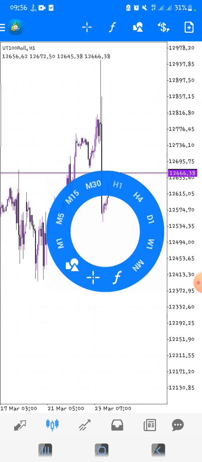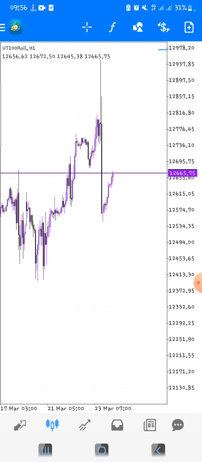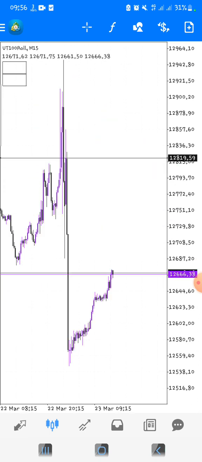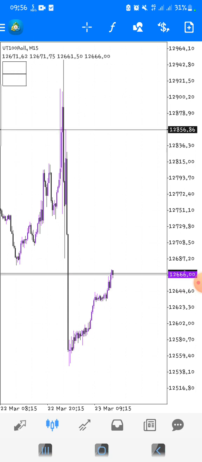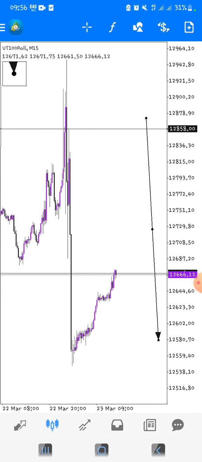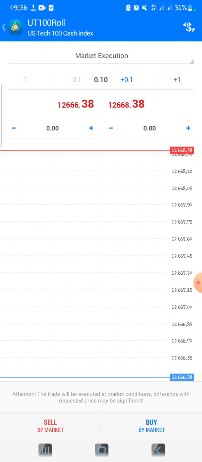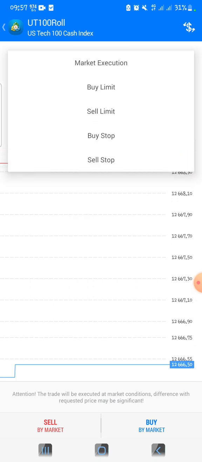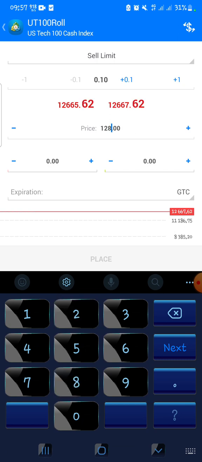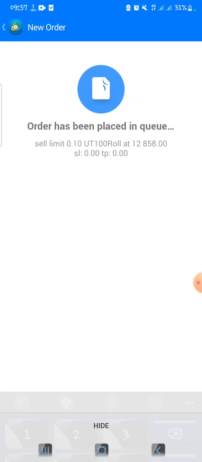Okay, we are starting with the limits, so we have already done the buy limit. So let's say I've analyzed, and I want to be selling from this point. Okay, so when price hits that point, I want to be selling from that point. Yeah, and that point is 128.58. So just tap there, change market execution to sell limit, and then price I place to 128.58. Yeah, and I tap place.